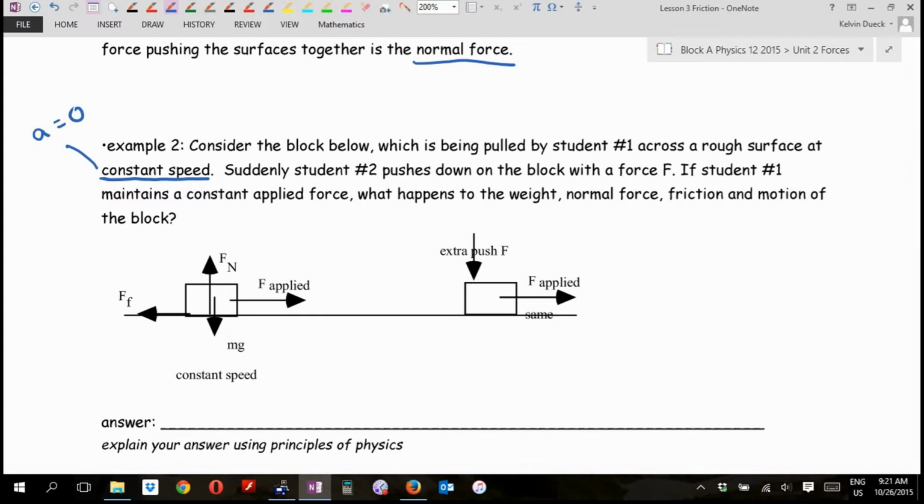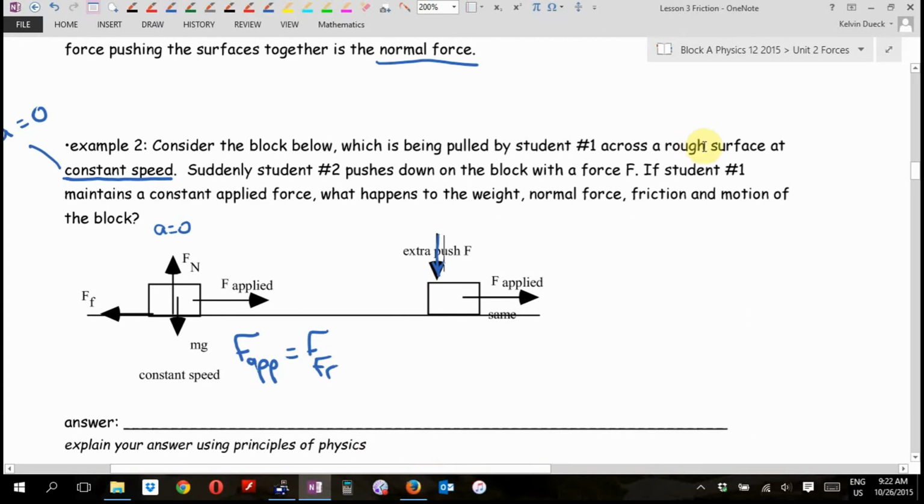I got to disagree with you. The bench's mass doesn't change. First of all, since you're at a constant speed, you'll probably come to a stop. Yes? Why? Well, initially, if a equals 0, we have F applied equals friction. Balanced. You okay with that? Okay. Well, if he pushes down here, well, let's answer the question.